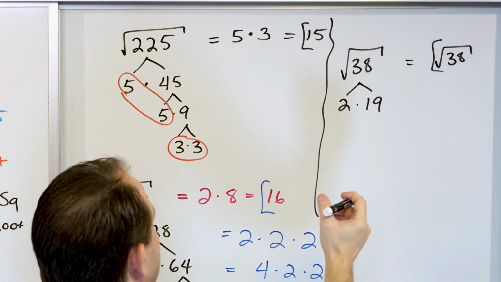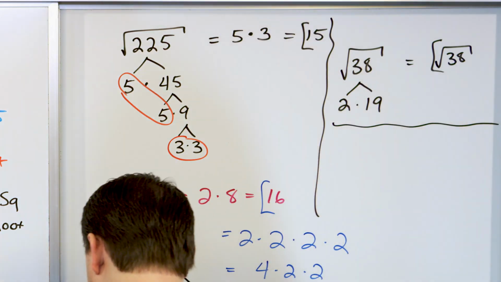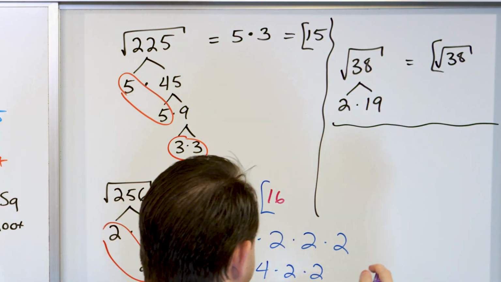Okay? We'll squeeze in another one right underneath here. Let's say we have the square root of 40.